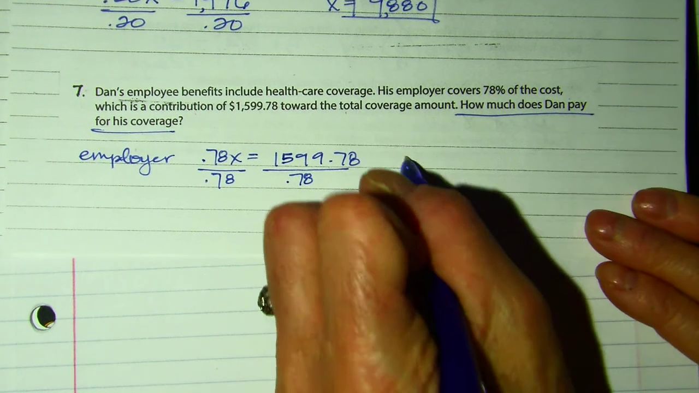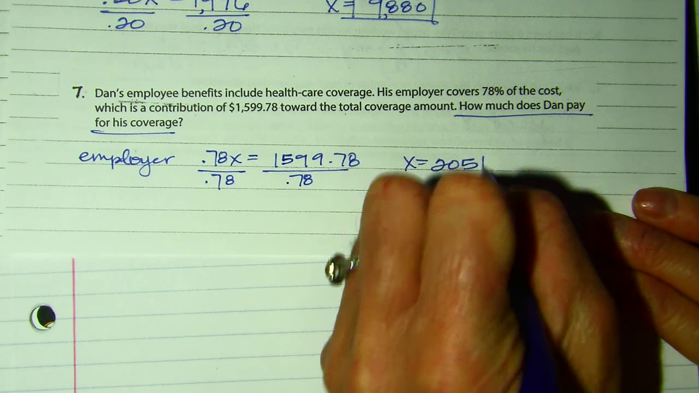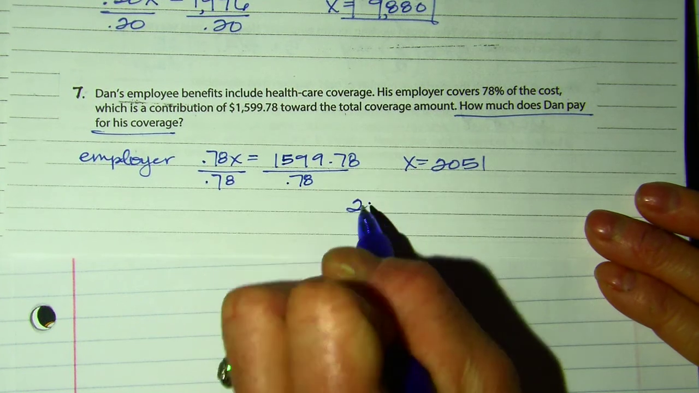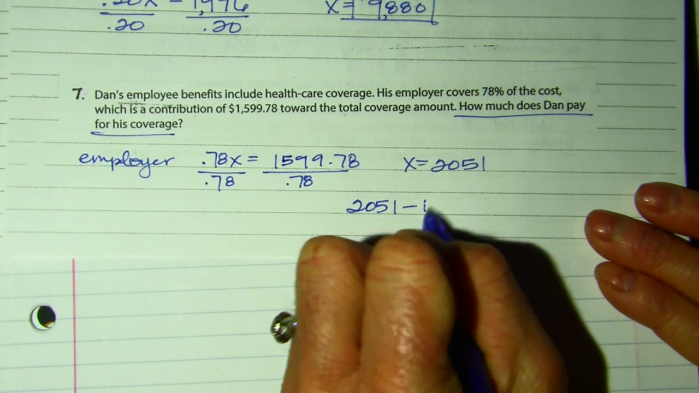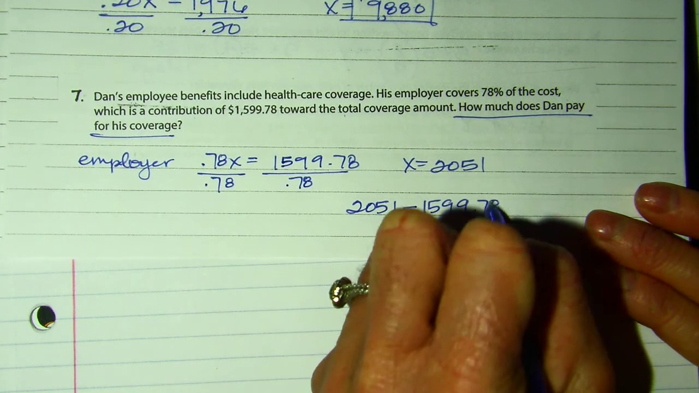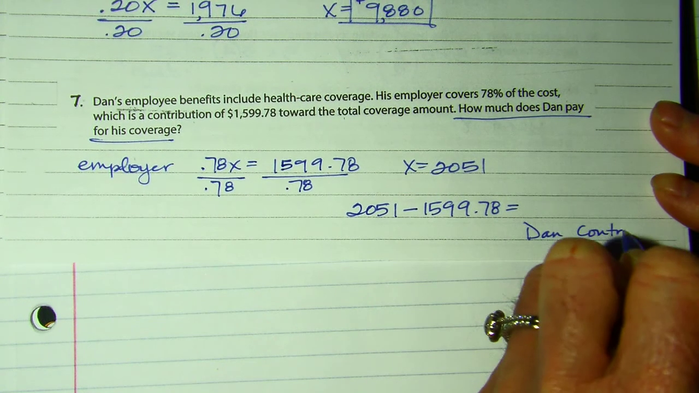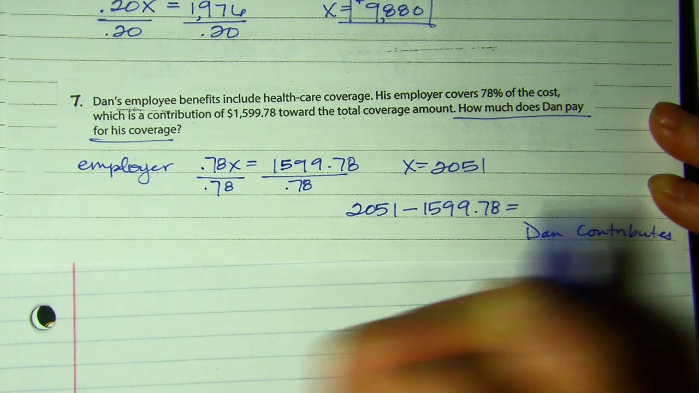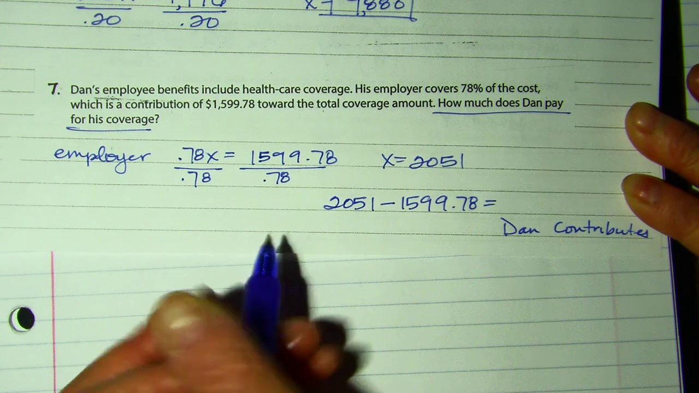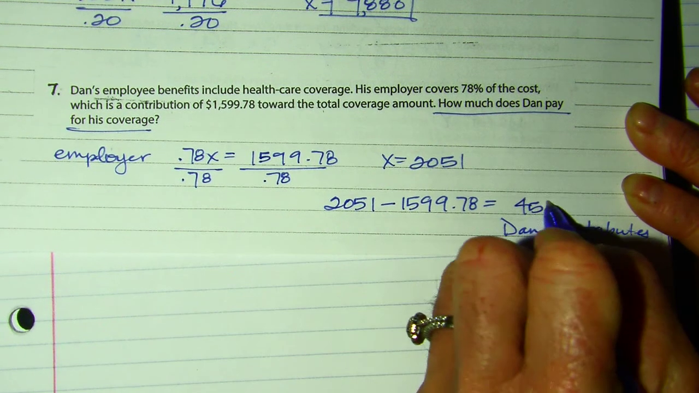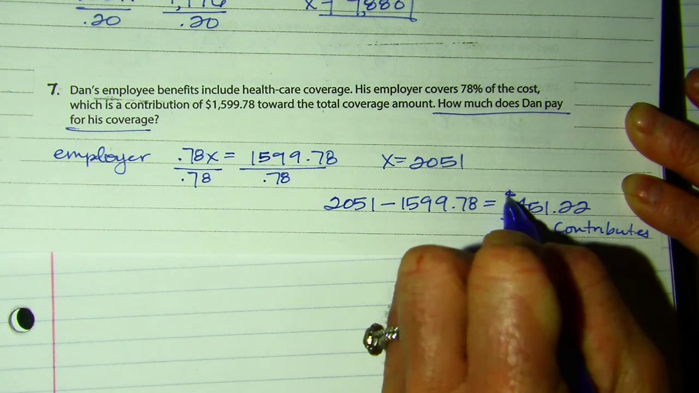And that gave me x equals 2051. So if this is the total, I'm going to subtract what his employer contributes to find out what Dan contributes. And so if you subtract, I got that he only contributes $451.22.